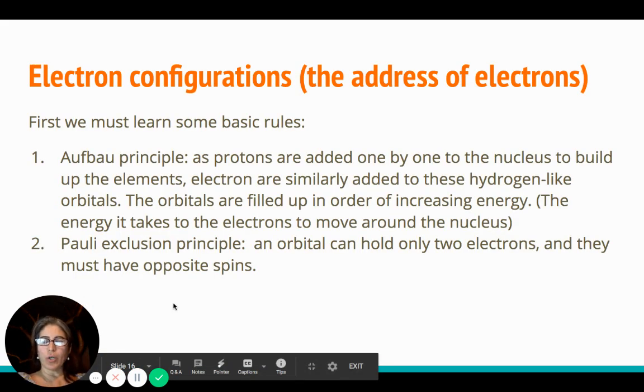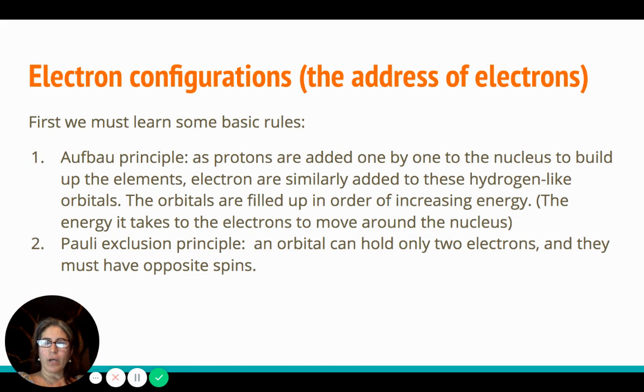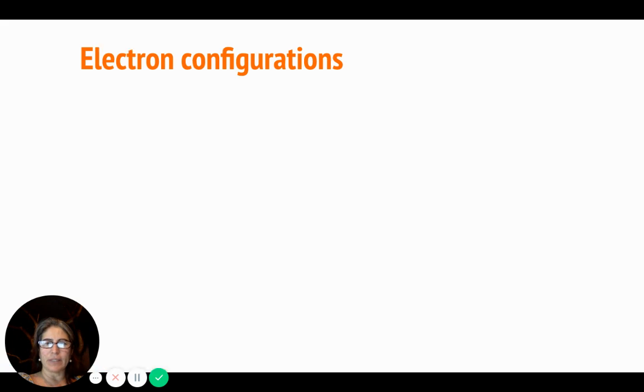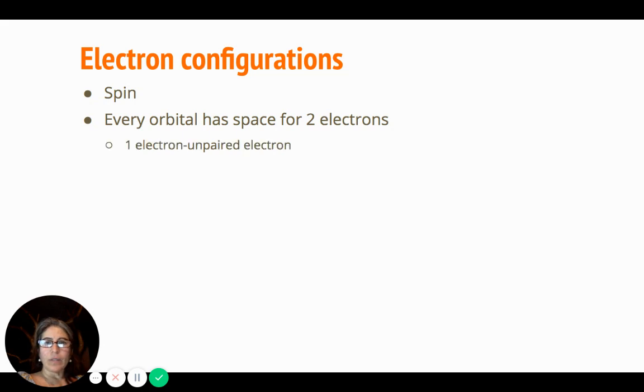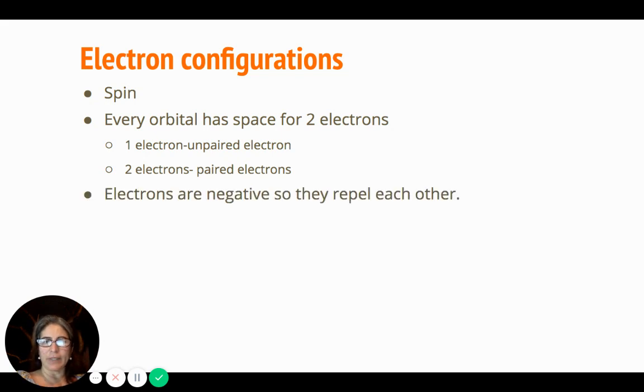Okay, we're going to go to the next rule, the Pauli exclusion principle. An orbital can have 2 electrons, and if they hold 2 electrons, these electrons must have opposite spins. I'm going to explain the concept of the spin. If an orbital only has 1 electron, it's called an unpaired electron. If it has 2 electrons, now we're going to have them in pairs.